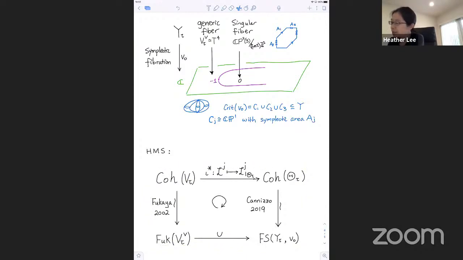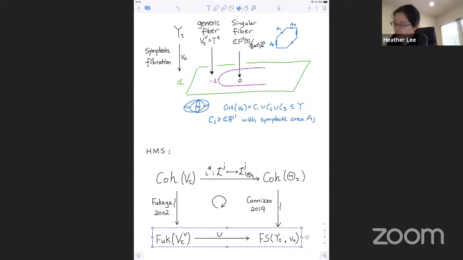So let's talk a bit about this diagram. Here we have the genus 2 curve sitting inside this abelian variety, this 4-torus. And so any line bundle on V can be mapped to a line bundle on the genus 2 curve just by restricting this line bundle to theta. Okay, so that's this map. And now we can talk a bit about this map here.